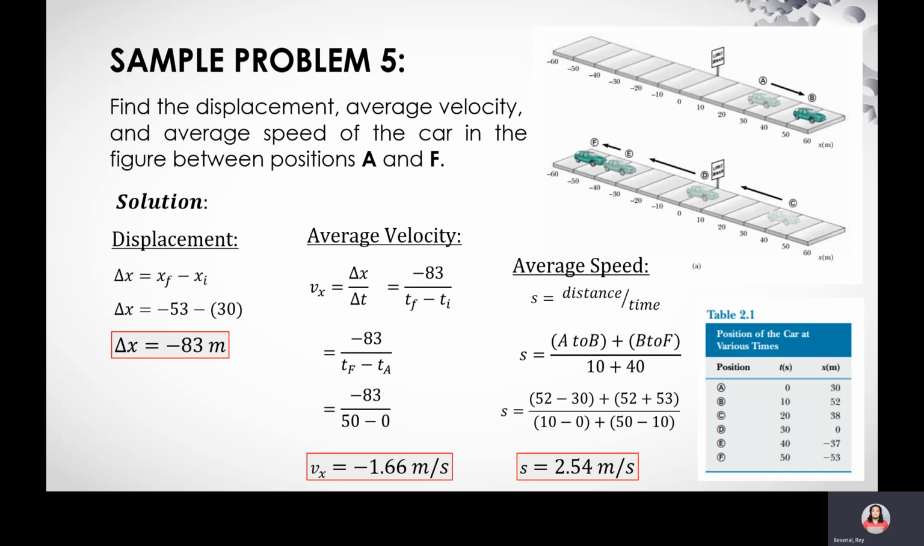So, average velocity, our formula is delta x over delta t. So, we have a delta x of negative 83. So, we will get our delta t. So, what is our final time?